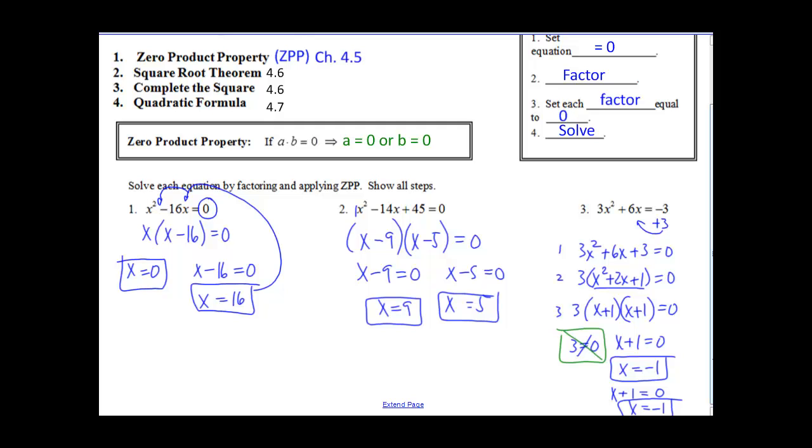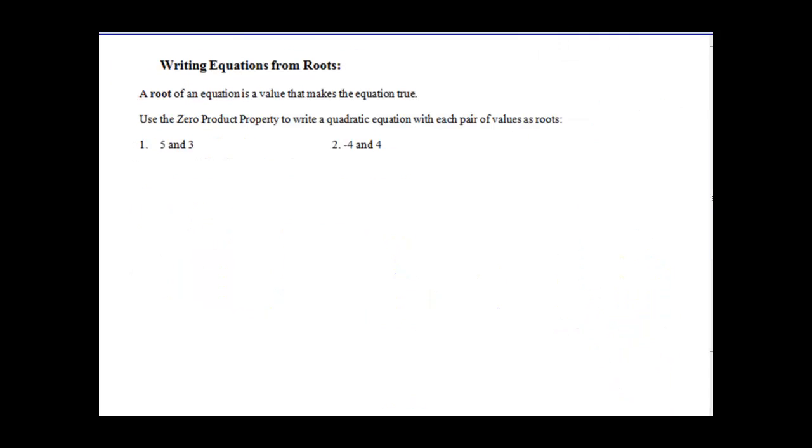Let's see if we can go backwards now. Let's see if we can write the equations from the actual roots. So again, when we solve for x and we get an x equals, that's a root of a quadratic equation. A root of an equation is the value that makes its equation true, or technically equal to 0. So now that we have the roots, 5 and 3, can we use those to write the equation?